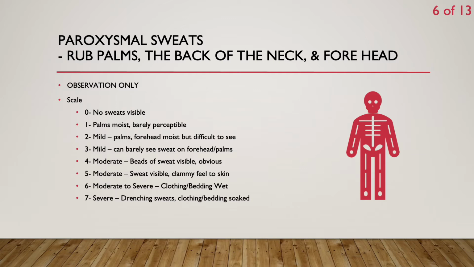2, palms and forehead moist, but it's difficult to see. 3, barely can see sweat on the forehead or the palms. 4, you can see the sweat on the forehead. 5, the sweat is very visible. The patient's clammy all over. You got a clammy feel to the skin. 6 will be their bedding and clothing are a little wet, and 7 is where it's all drenched.